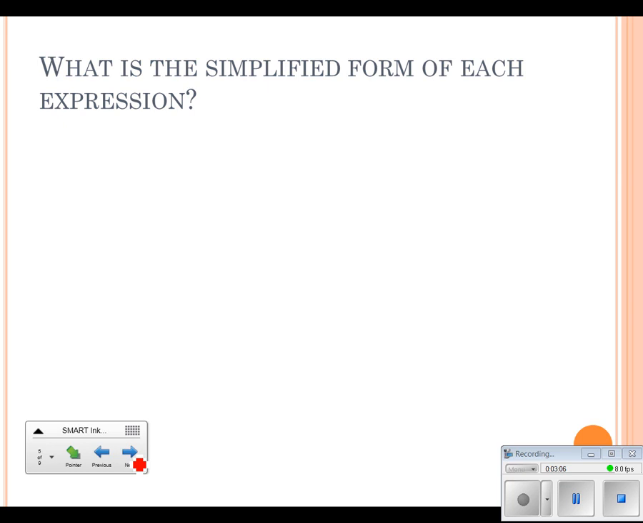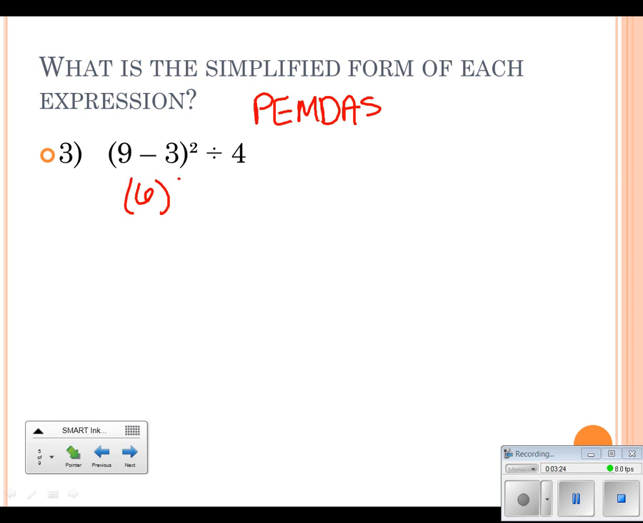What is the simplified form of each expression? So these are expressions, once again, because they do not have equal signs. 9 minus 3 is in parentheses squared divided by 4. So we're going to follow PEMDAS, the order of operations. In the parentheses, we would have 6. We do the exponent, 6 squared, which gives us 36. And 36 divided by 4 gives us 9. Show your work, circle your answer.